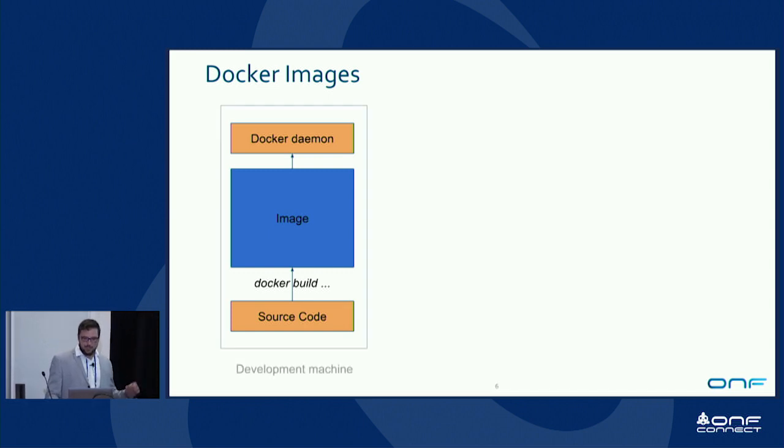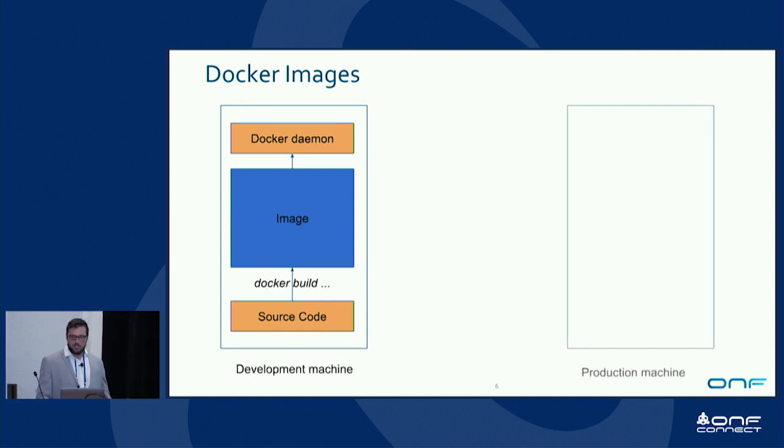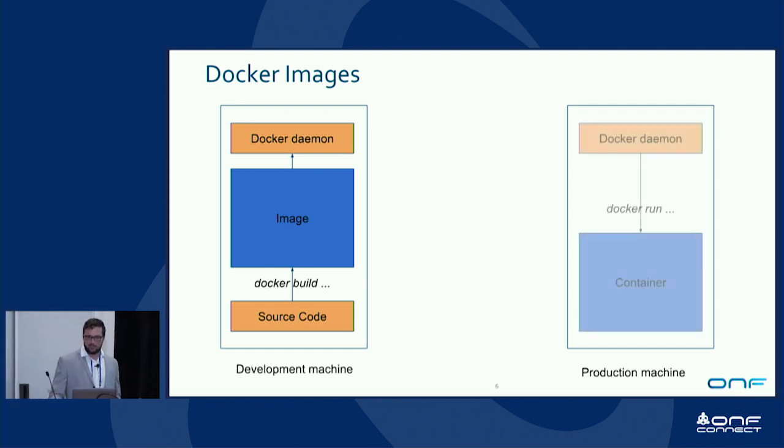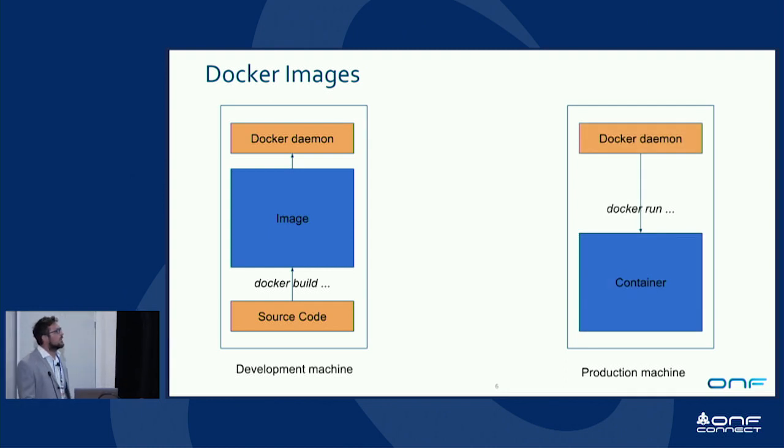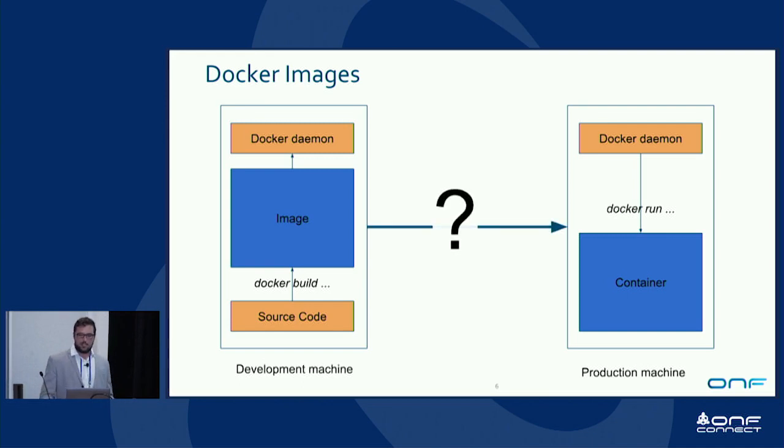Once we have it there on a development machine, we most likely want to ship it to a production machine, because we need to run it somewhere so that our customer can use it. And in order to do that, we need to get this image into the Docker daemon of the production machine, and then we can spin up the container. How can we do that? This is where most of the confusion between Docker images, docker build, and docker run containers comes from.